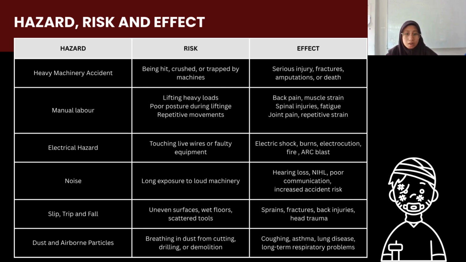First, heavy machinery is a common hazard in many industrial and construction environments. This risk involves being hit, crushed, or trapped by moving parts. If such incidents occur, the effect can be devastating, ranging from severe injuries and fracture to amputation or even death.